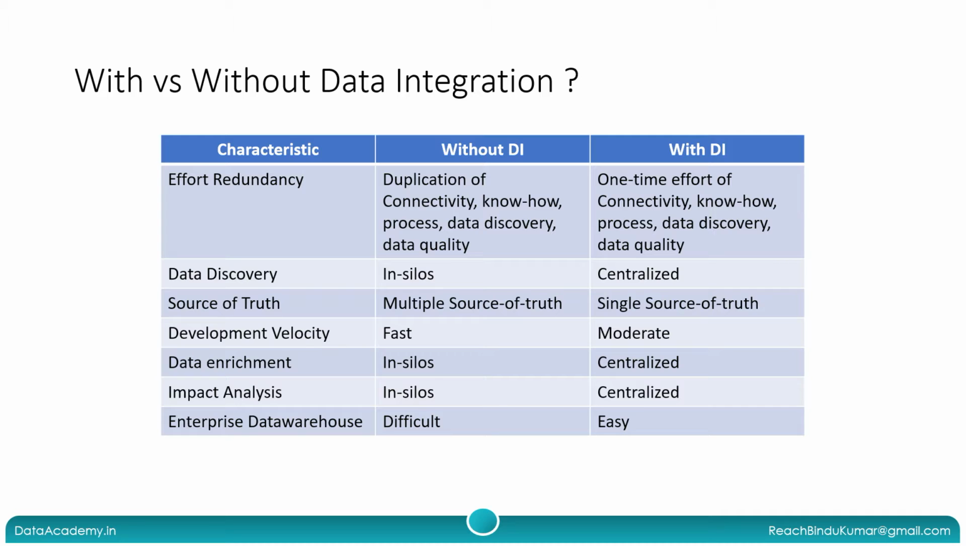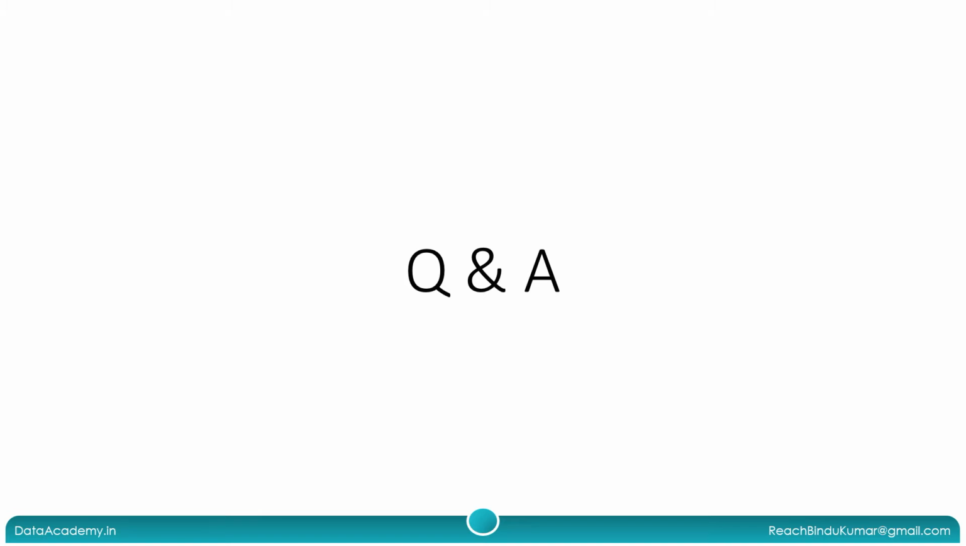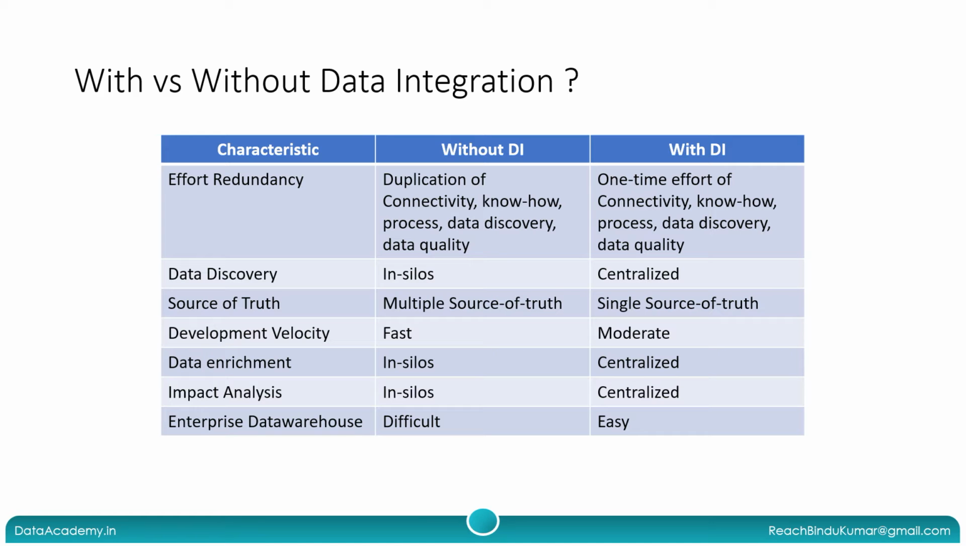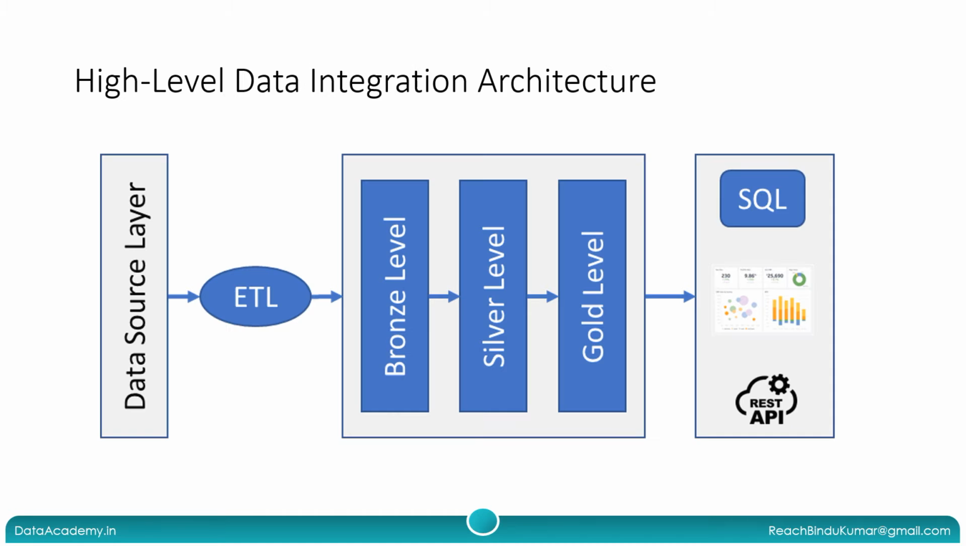Okay, so these are the pros and cons, or rather, these are the points that matter when you have a data integration or when you do not have a data integration. Any questions so far? I take the silence as a no. All right, so let's move on. Now let's look at a high level data integration architecture and try to understand what is the flow of data, right? What are the different stages and how they help.